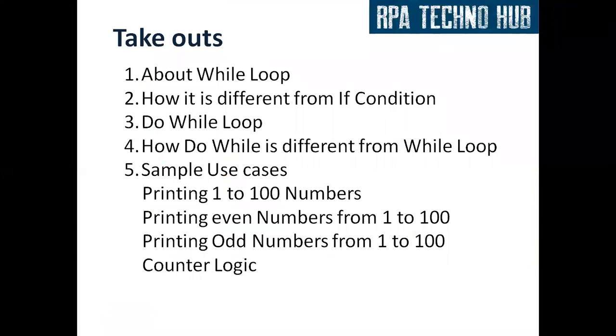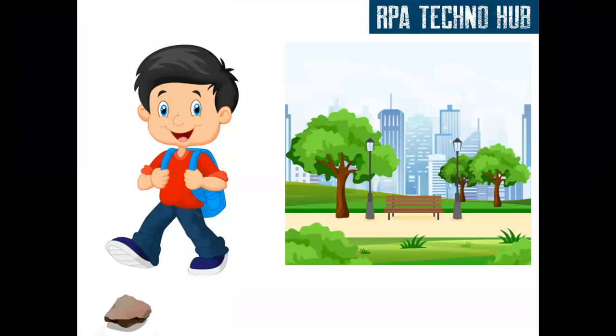Today we're going to learn about the while loop, how the while loop is different from the if condition, and about the do while loop, and how the do while loop is different from the while loop, with sample use cases like printing 1 to 100 numbers, printing even numbers from 1 to 100 and printing odd numbers from 1 to 100 with counter logic. Before we learn that, I would just like to tell you a story wherein I explain the concepts with if, while, and do while so that you can easily understand them and remember them forever.